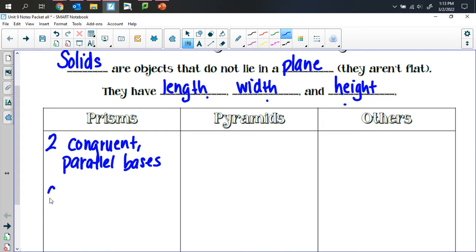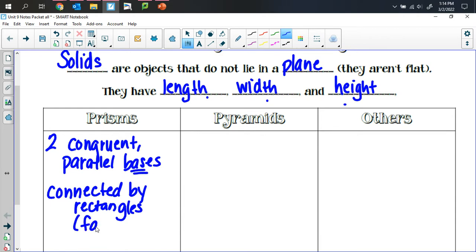The prisms get connected together then. Those bases are connected by a series of rectangles. The two ends that are matchy-matchy are called bases. All of these rectangles get called faces when we talk about them.